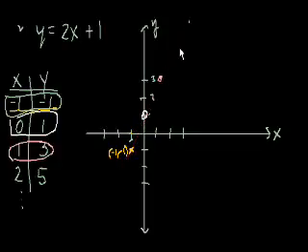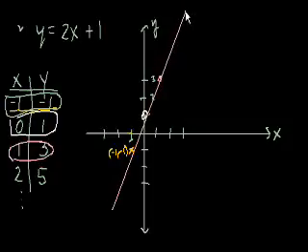Actually, no, that's not a good line. Let me do it better than that. The line looks something like this. Well, that's actually a pretty bad line that I just drew. So it would be a line that goes through here, and through here. I don't know if I'm making this clear at all, but let me make these points a little bit clearer.